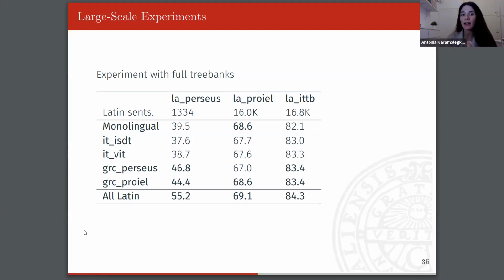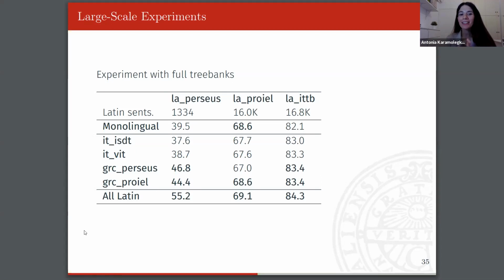And finally, we use all the Latin treebanks together and train a model with all of them, and we see that these models outperform the multilingual models, suggesting why it is useful to apply multilingual models in low resource scenarios, and that we should always add target language data if available, of course.